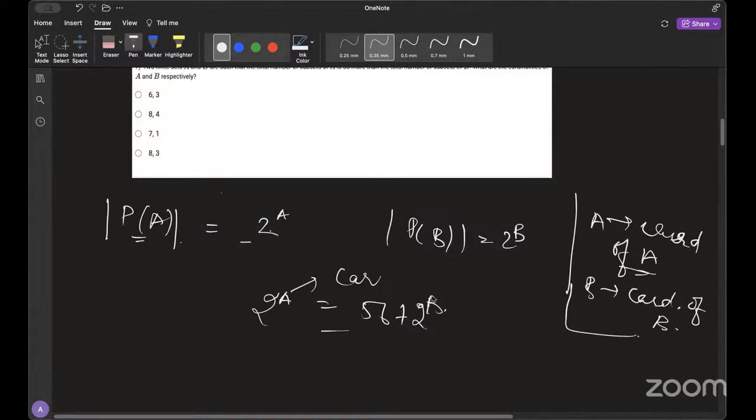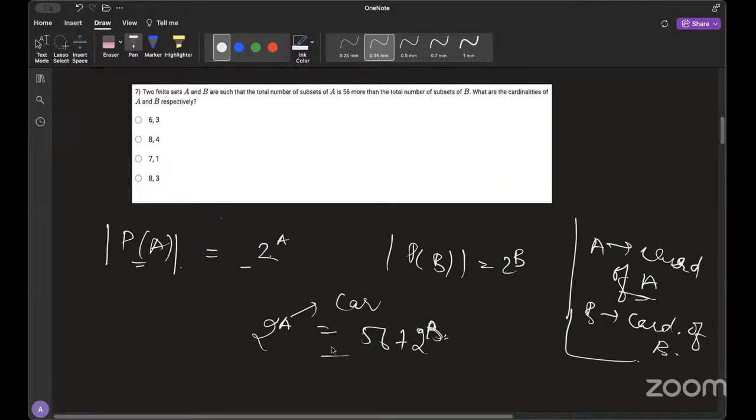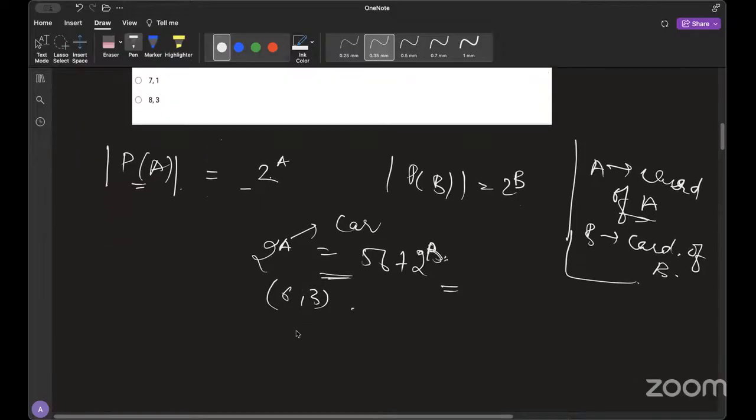This is what you've been given, and you just need to check which of these pairs satisfy this equation. You can't possibly try to solve for the values of A and B from here, but you can definitely test these values. Let's check the first option, it's 6, 3. So 2 to the power 6 is 64, and 2 to the power 3 is 8. This holds, right?